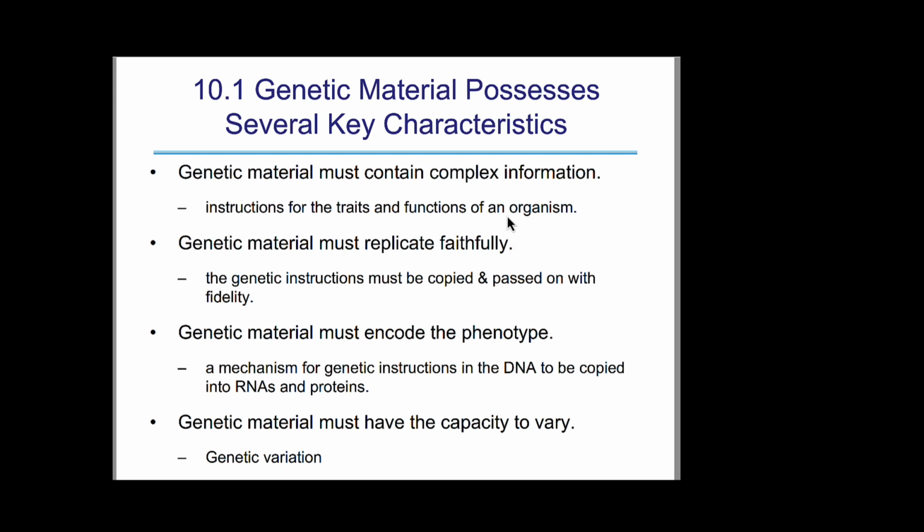The genetic material must be able to encode a phenotype. So what you see in the DNA must transcend to phenotypically what we can see with our eyes. And a mechanism for that genetic instructions in the DNA has to be copied into RNA and proteins. We'll talk about that concept of gene expression going from DNA to RNA, which is transcription, and then RNA to protein, which is the process called translation. That genetic material must also have the capacity to vary. That concept is understood as genetic variation.